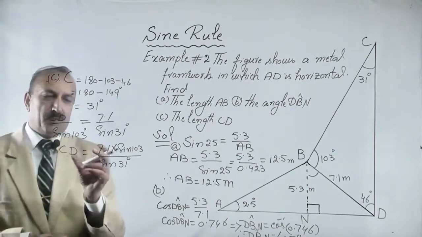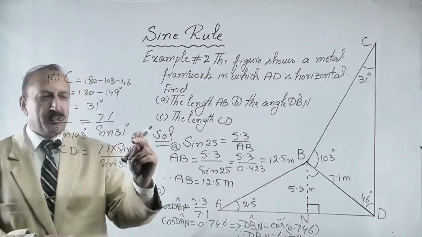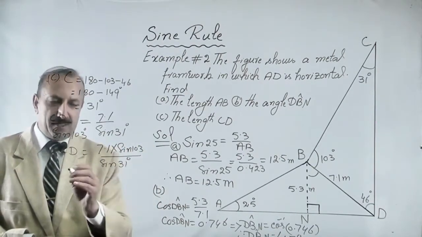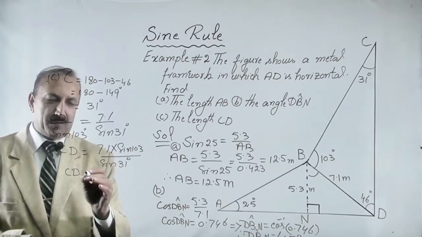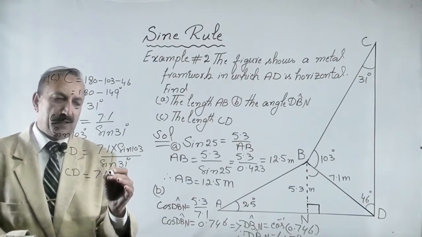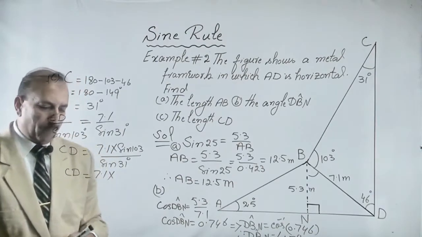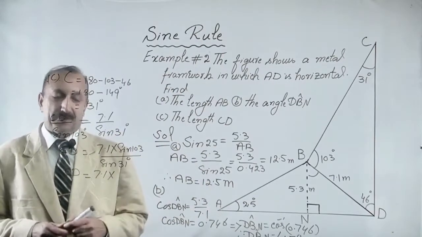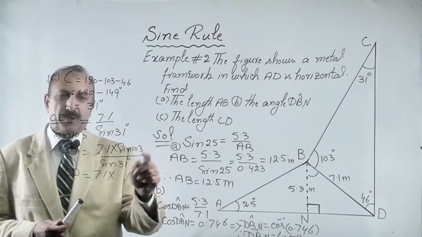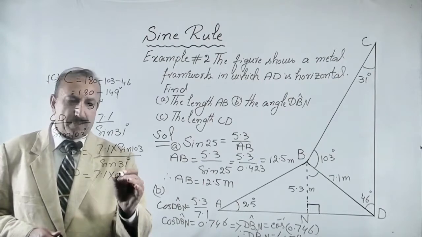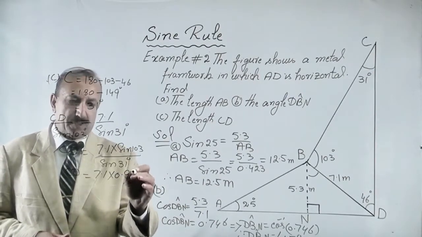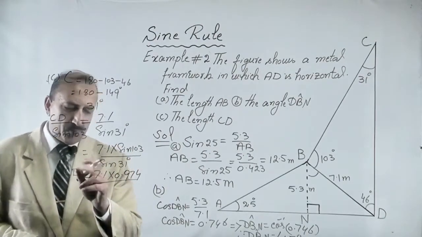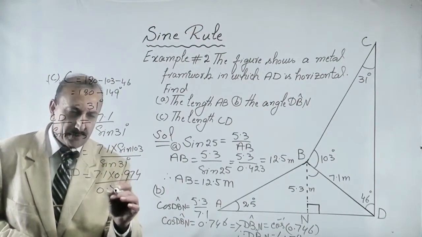Now my dear, with the help of a calculator, we will write the value of sine of 103 and sine of 31 here. So we will get sine CD equal to sine 0.1 into sine of 103. Alright my dear, the value of sine of 103 is 0.974, and the value of sine of 31 is 0.515.